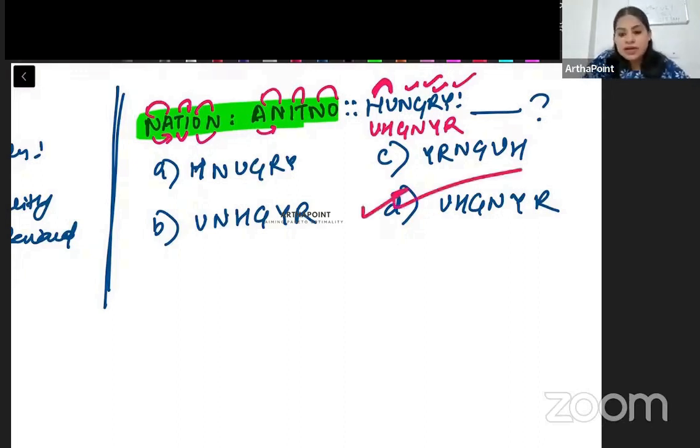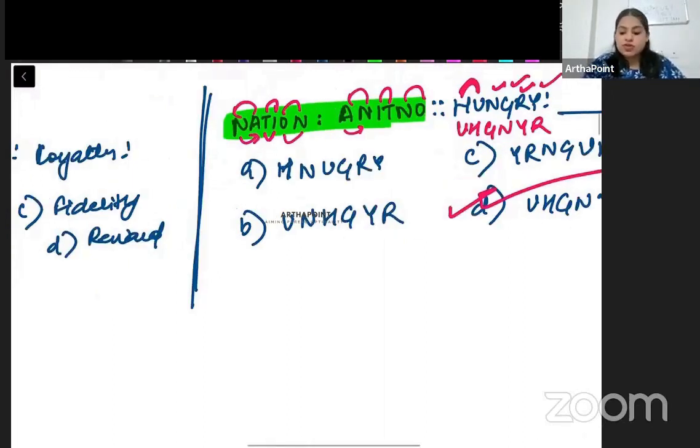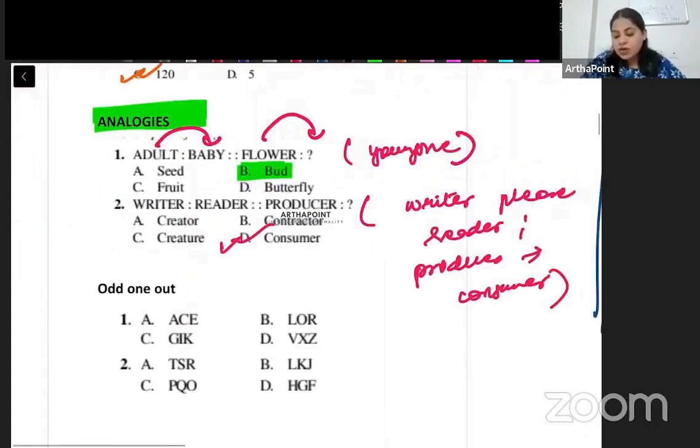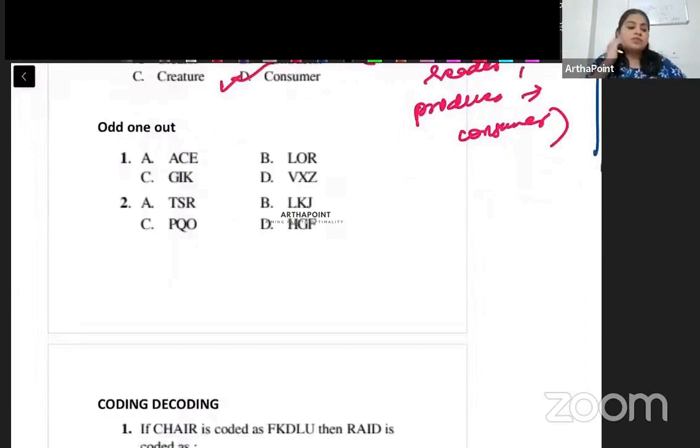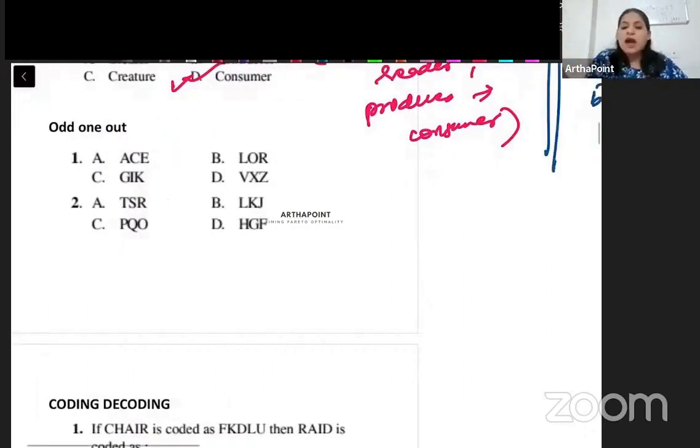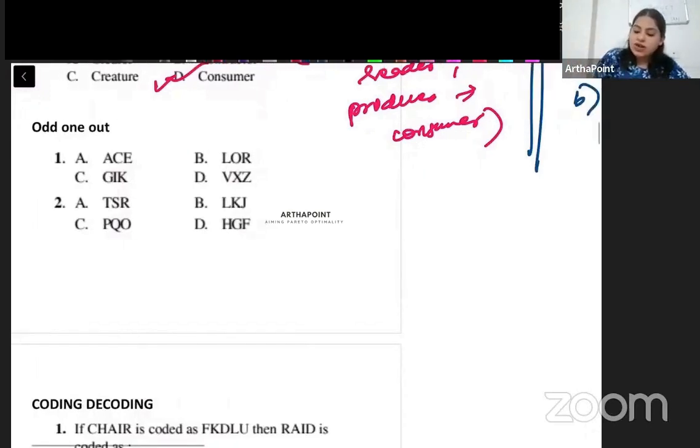It will be D. So this kind of questions will also come in exam. इनको analogies बोलते हैं. Now better come to the next question. The next kind of question that will come in exam is called odd one out. तो इसमें हमें odd one out निकालना होगा बेटा. So let's look at the first one.